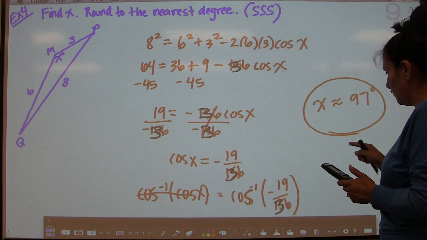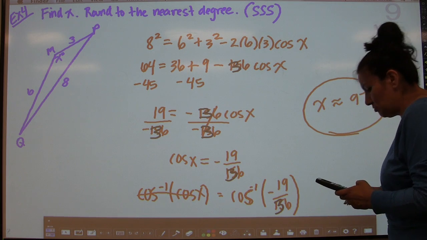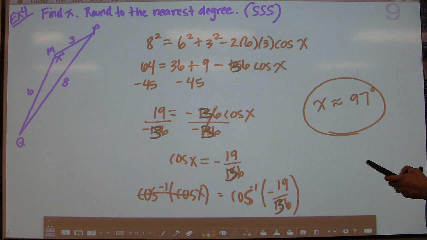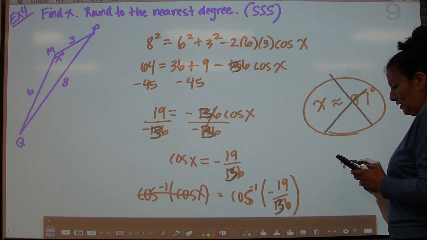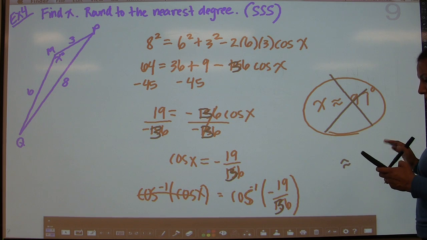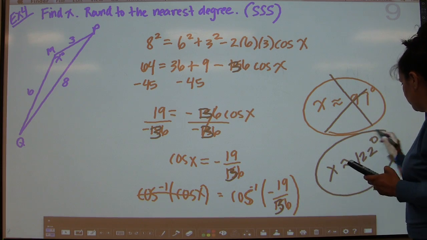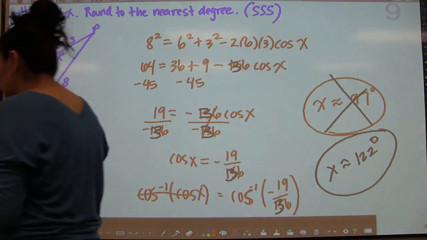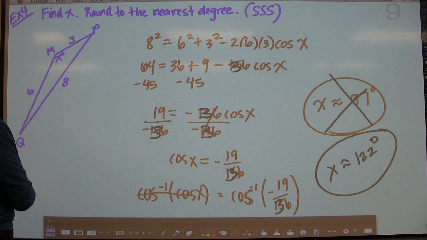So instead of the cosine inverse of negative 19 over 156, it should be the cosine inverse of negative 19 divided by 36. And then our answer will actually not be 97, but will be 121.8, and that's going to round to 122. So sorry about that, but your angle measured there is actually 122 degrees, which makes more sense, because the reason why I thought that was kind of weird is because this angle looks a lot more obtuse than 97. So I caught that little guy there, so it's actually 122 degrees.